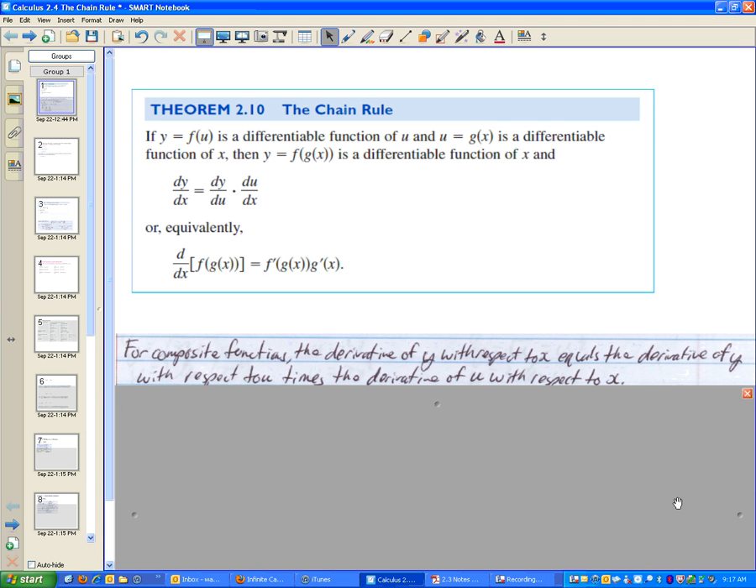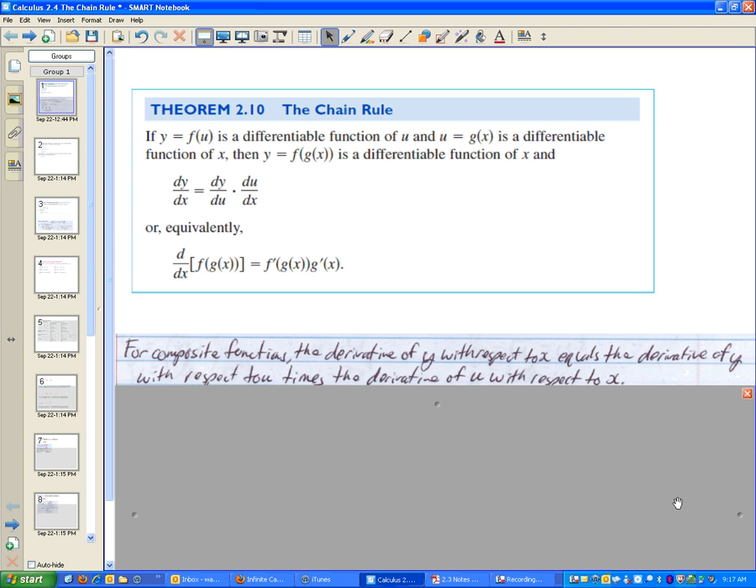Section 2.4 starts on page 130, but the chain rule is on page 131. And it's a pretty good read here. It says, if y equals f of u is a differentiable function of u, and u equals g of x is a differentiable function of x, then y equals f of g of x, right? F of u, but u equals g of x, so it's f of g of x. It's a composite function, is a differentiable function because u and g were both differentiable functions.